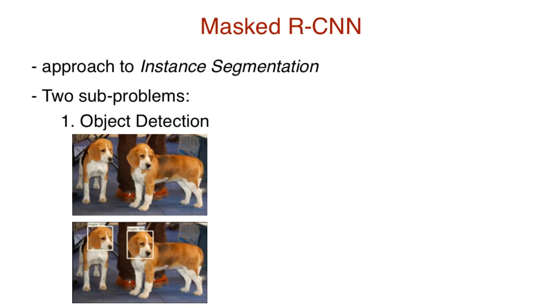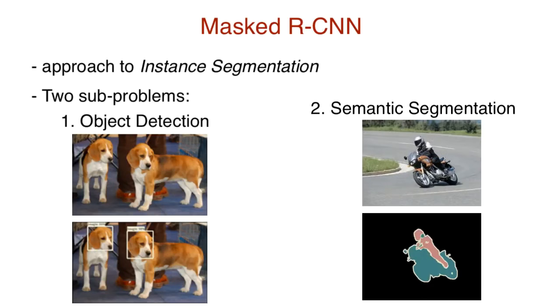And the second part of instance segmentation is semantic segmentation. Semantic segmentation is the understanding of an image at the pixel level. That is, we want to assign an object class to each pixel in the image. In this figure with the motorcyclist, apart from recognizing the bike and the person riding it, we also have to delineate the boundaries of each object.